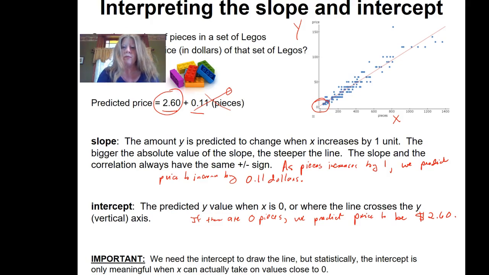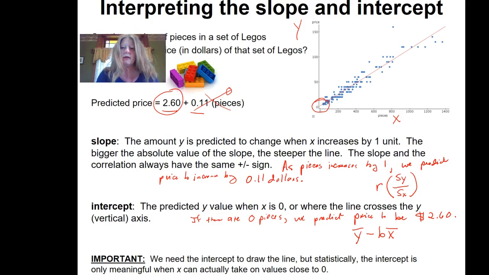So for the slope, you would need to know the correlation. You'd take the correlation and multiply that by the standard deviation of your y variable divided by the standard deviation of the x variable. If you had to figure out the intercept mathematically, it would be the mean of the y variable minus the slope times the mean of the x. So you'd first have to know the slope before you can know what the intercept is going to be.